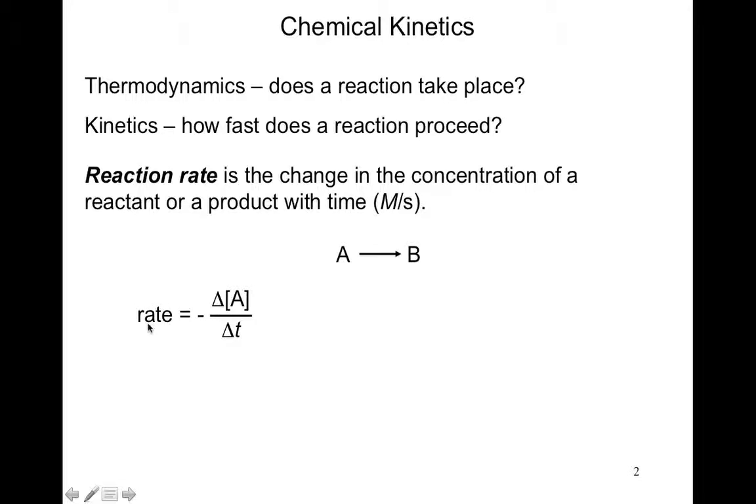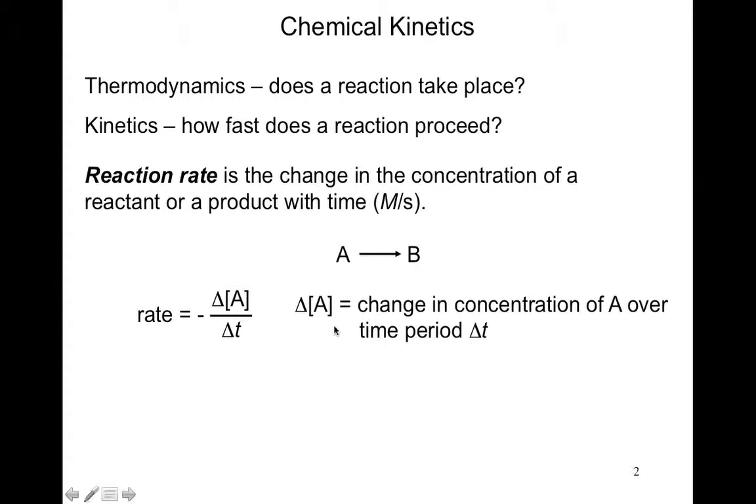And so the rate of our chemical reaction is equal to the negative change in concentration of a reactant over time. That's the rate. The reason it's negative is because if a reaction is proceeding to the right, the A is being consumed. So that's why it's negative. We're losing that compound. So our delta A is change in the concentration of A over a time period.